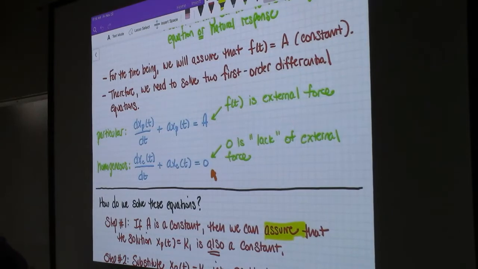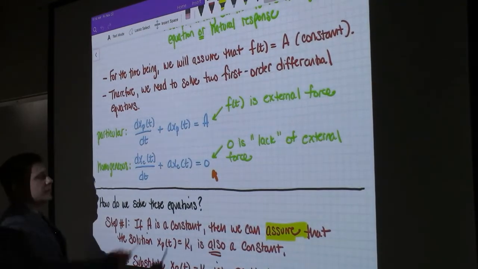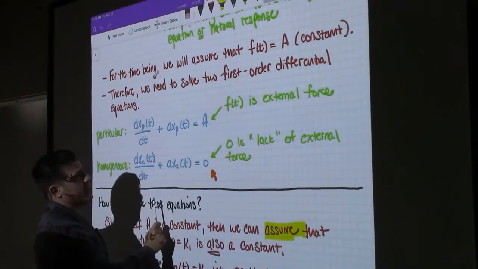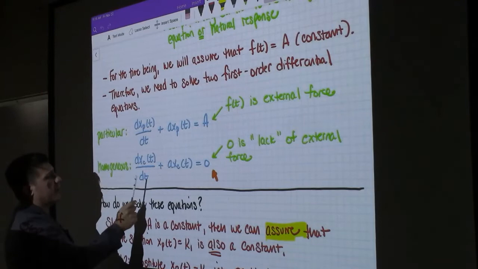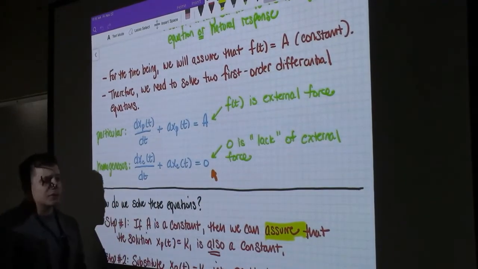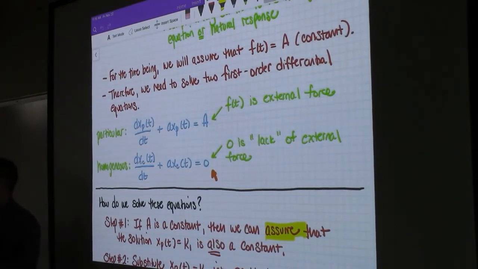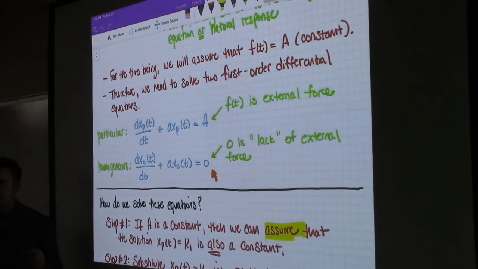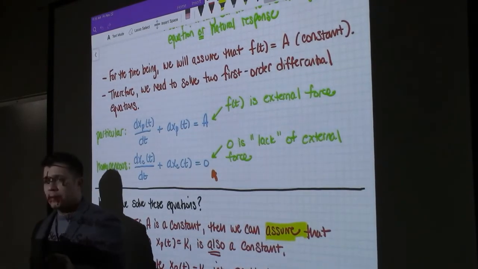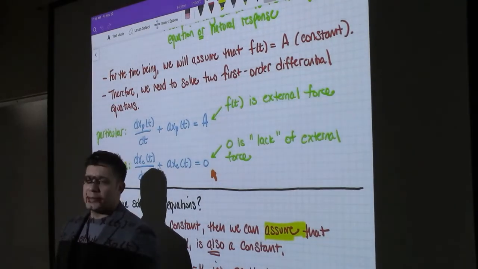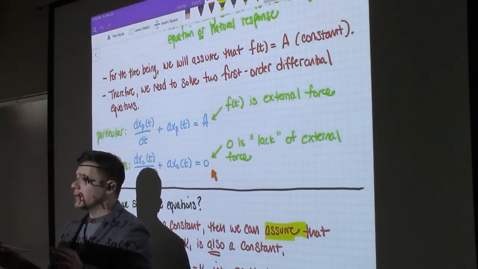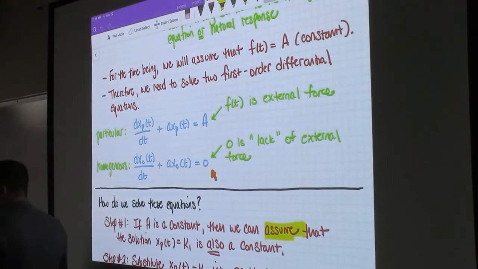So the particular: first-order derivative, zero-order derivative equals A, the external force f of t. Then we have first-order derivative, zeroth-order derivative equals 0, the lack of an external force. And the reason why we can do this, again, goes back to the idea of superposition. Because this is a linear differential equation, we can apply superposition, which means we can find the response in two different pieces and add them together. Additivity.